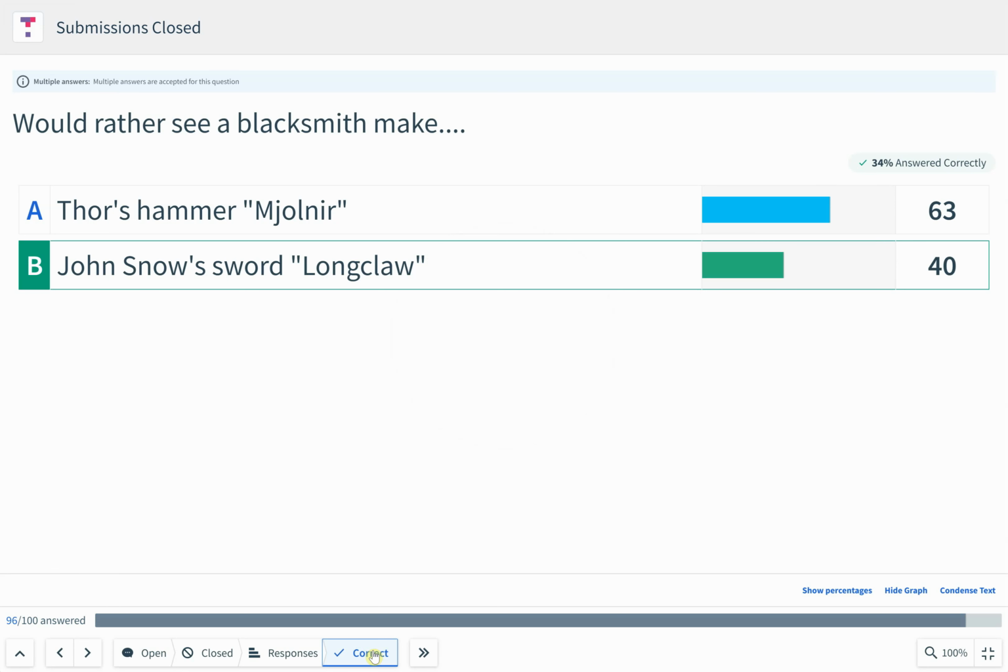Yep. In the 6 years I've been doing this, only once did they pick Jon Snow's sword. This was the closest it's got since then. It's too soon after season 8. People are still sad about it.